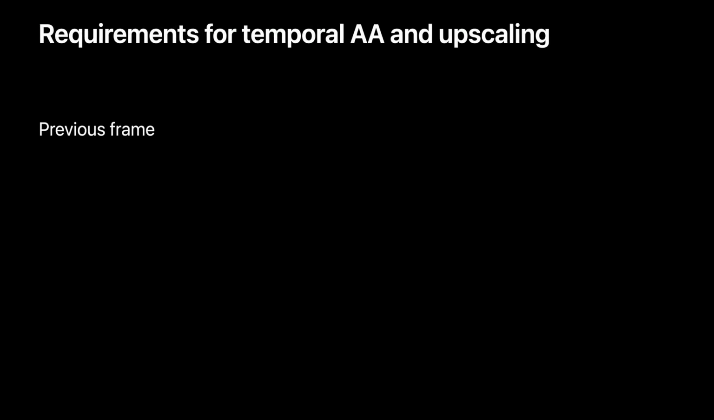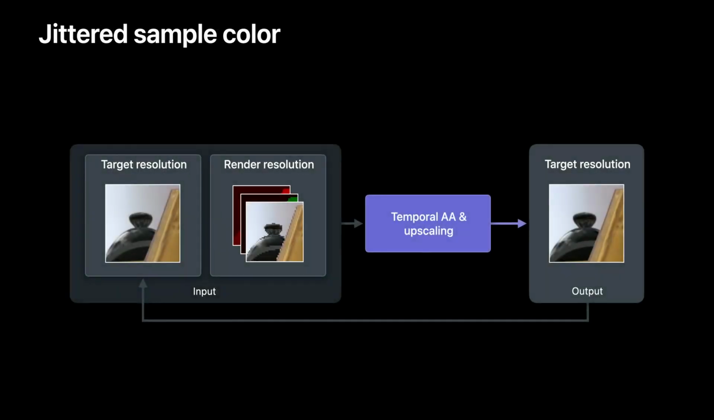Besides the previous frame output, temporal AA and upscaling also requires a color input that is jittered, as well as motion and depth data from the scene. I'll go through each of them to explain why they are required. Let's start with the jitter color input.